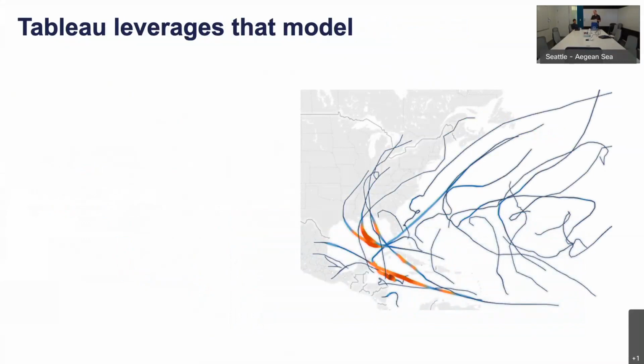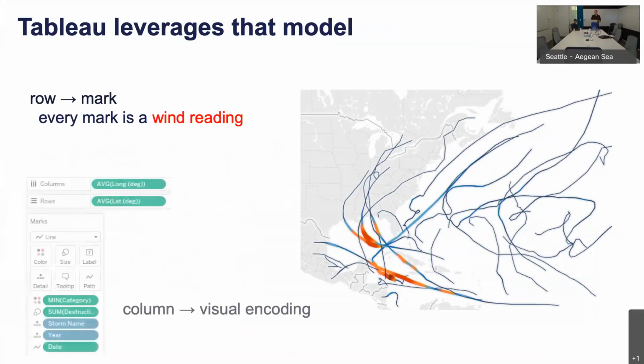So here we have hurricanes off the east coast of the US. Every line represents a different hurricane. The color and thickness represents how intense the storm was. And this all comes from a table. Every row in the table translates to a mark in the visualization. Every row is a wind reading, therefore every mark represents a wind reading. Then you take the columns and turn those into visual encodings. So you have the latitude and longitude determining position, you have the category and destructive force determining the color and size of the mark.